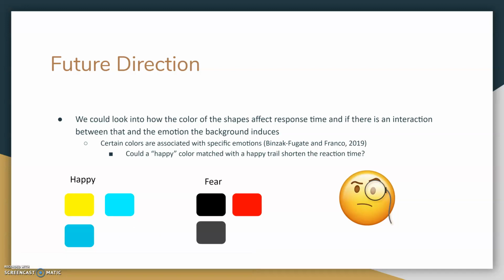Would trials that had a color that was considered happy and had a background that induced happiness have a shorter reaction time? And would there be an effect if there was a happy color matched with a fear-inducing background for a trial? And what about vice versa? How will this affect the reaction times in change blindness studies? We don't know, so I think that could be something very interesting to look into and possibly have a future research project on, or a future study by someone.